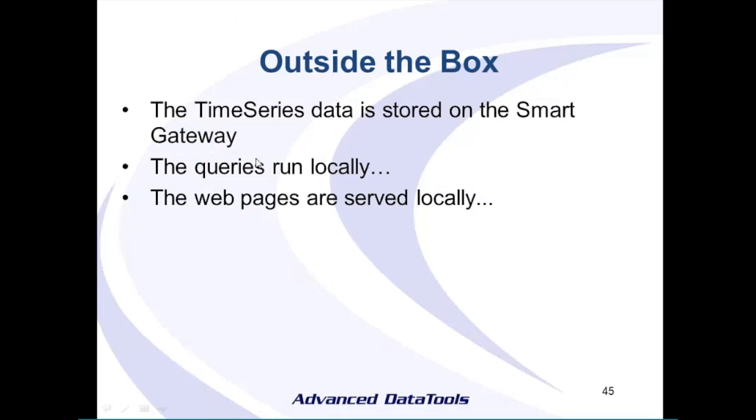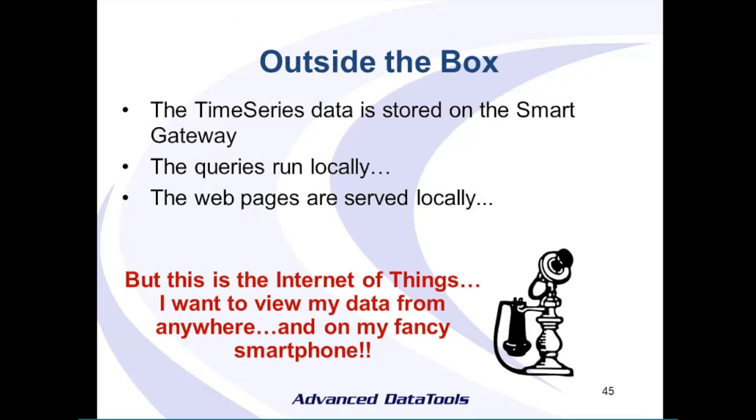Okay, so this is great. I've got all this time series. It's stored on my smart gateway. I can run queries against it locally. The web pages are served up locally. It's great. Except this is the Internet of Things. I want to use a smartphone and look at this data from anywhere in the world with a connection, in real time or close to real time.